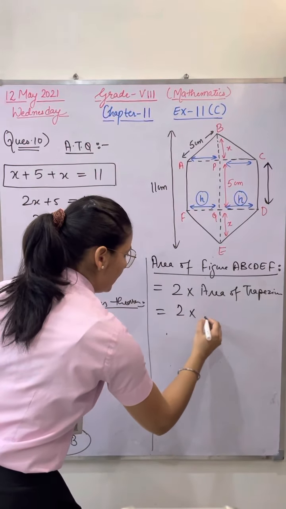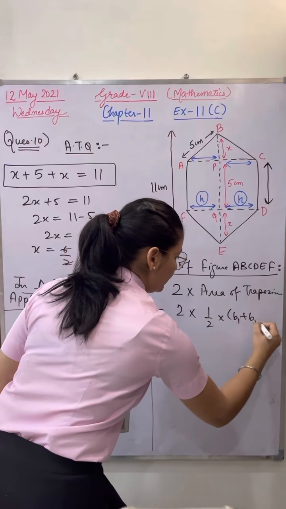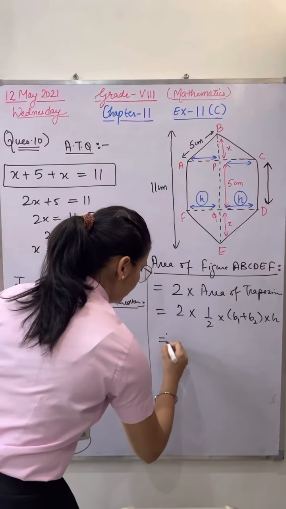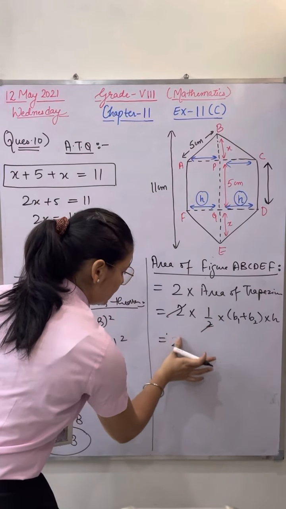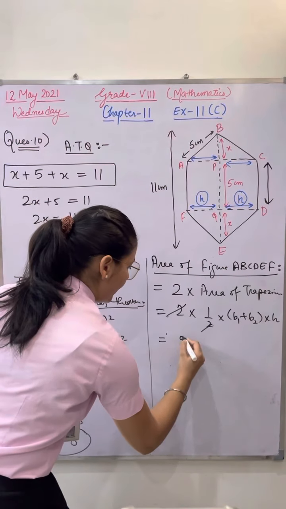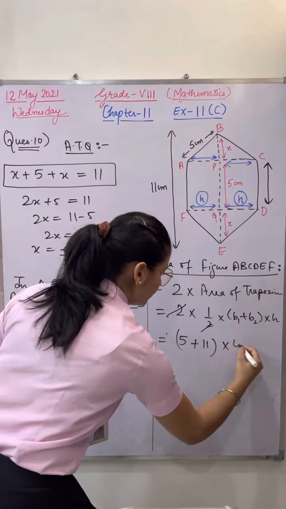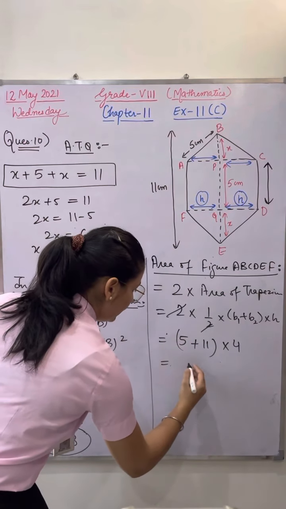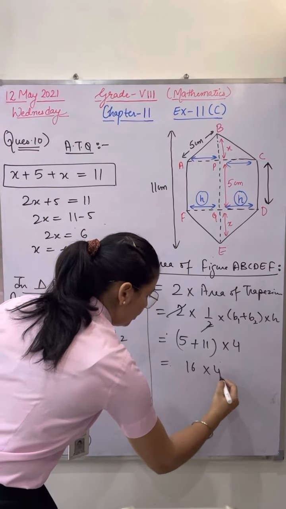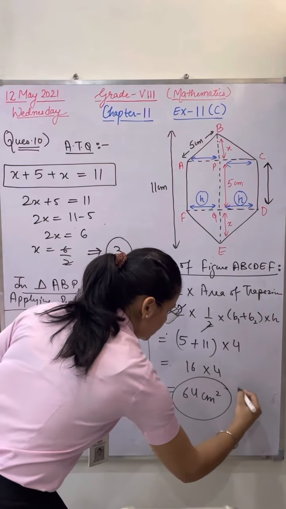So 2 multiplied by area of trapezium is 1 by 2 multiplied by B1 plus B2 multiplied by height. Okay, 2 and 2 will get cancelled. Right? Now B1 is 5, B2 is 11, multiplied by height 4. Okay? 11 plus 5 is 16 multiplied by 4. That is equal to 64 centimeter square, which is your answer.